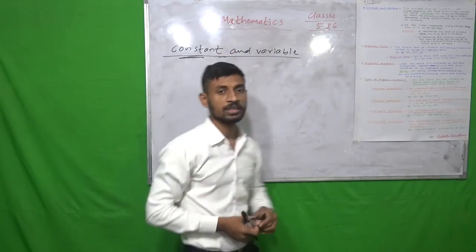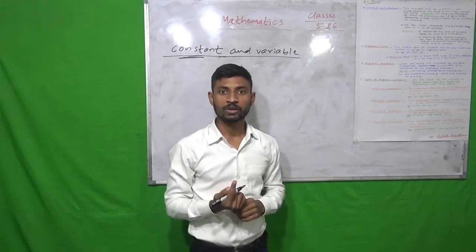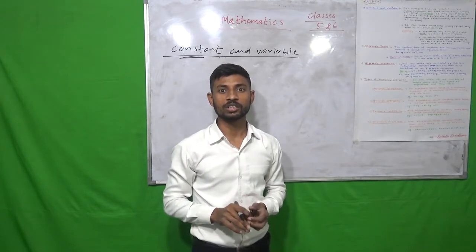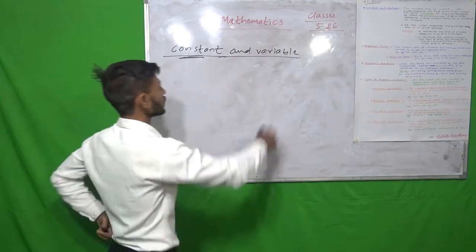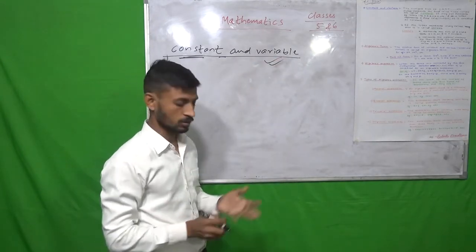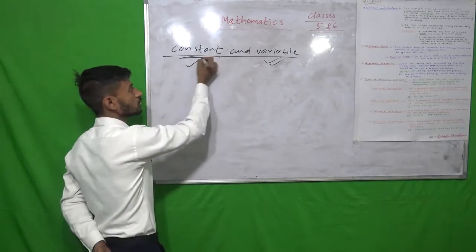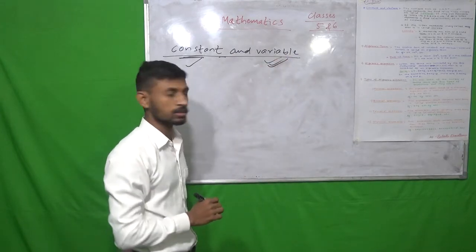For example, the highest peak of the world, only one, or the student who has got the highest mark in your class, only one. And variable means more than one value, just like natural numbers less than 5: 1, 2, 3, 4. Okay. So having only one value is constant, having more than one value is called variable.